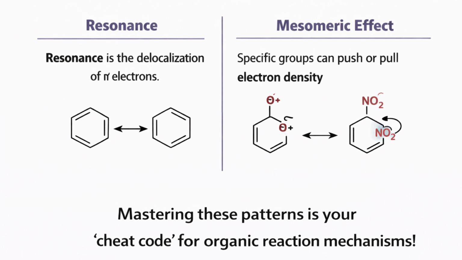Let's conclude. To wrap up, resonance is the delocalization of pi electrons, and the Mesomeric effect describes how specific groups push or pull that electron density. Mastering these patterns is your cheat code for organic reaction mechanisms.